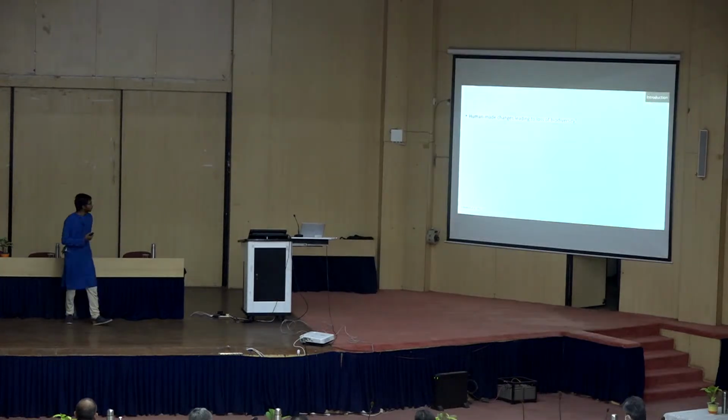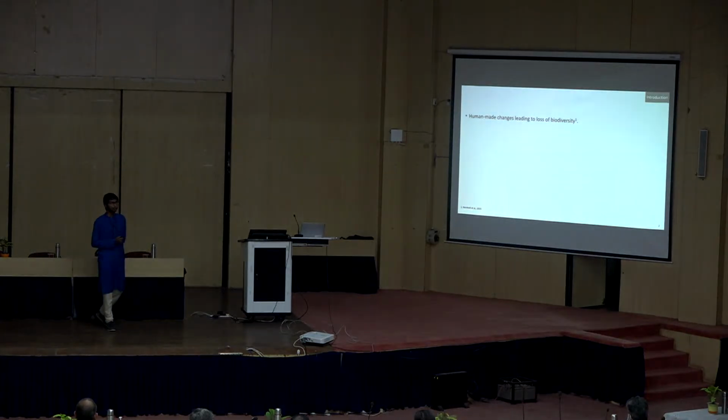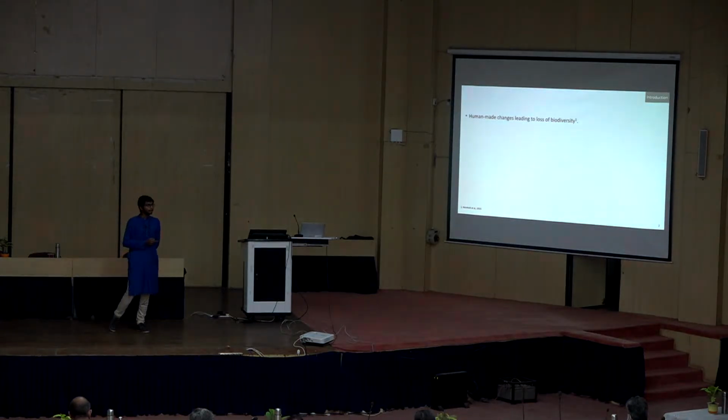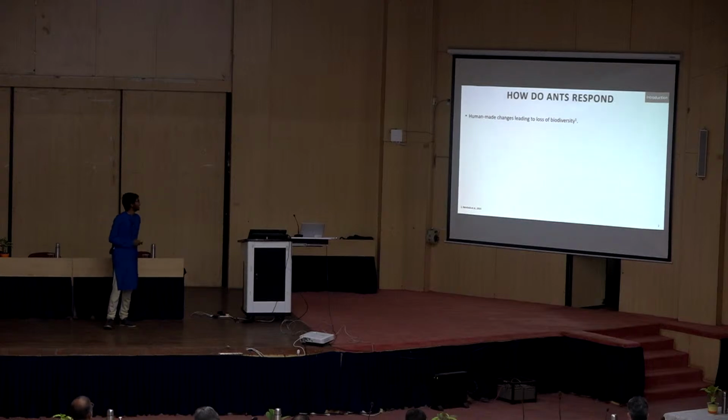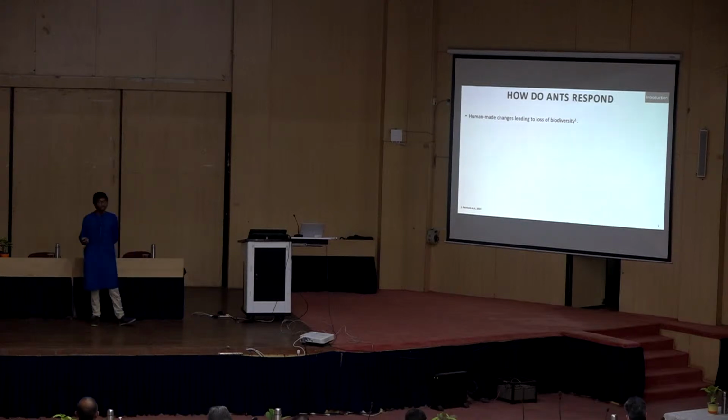As we all know, human-made changes are known to lead to loss of biodiversity, be it in any sort of ecosystem. And ants are no exception. They are also affected by these changes. And how have these ants been responding to these changes?